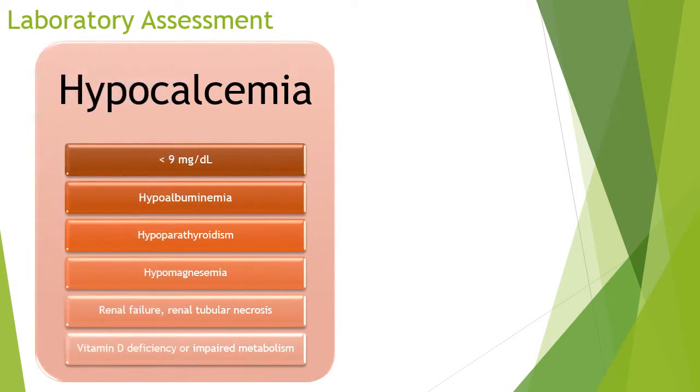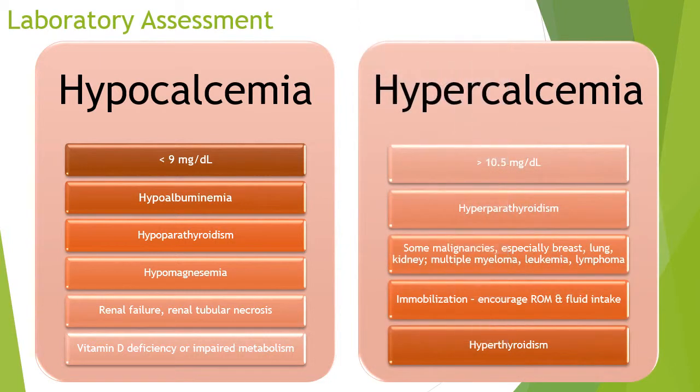So for hypocalcemia, you have less than 9, and it could be due to hypomagnesemia, hypoparathyroidism, renal failure, renal tubular necrosis, or just a vitamin D deficiency or impaired metabolism. Hypercalcemia is greater than 10.5. It could be due to hyperparathyroidism, some malignancies, immobilization, or even hyperthyroidism.